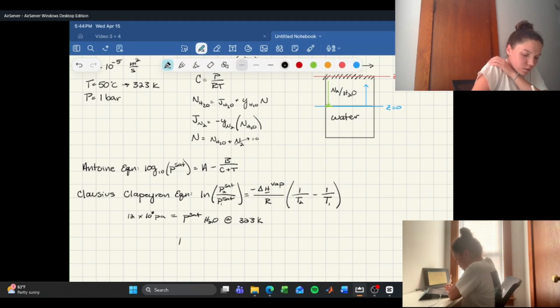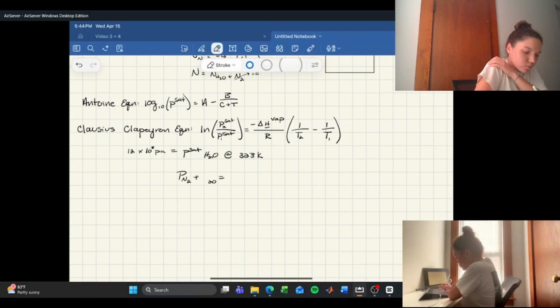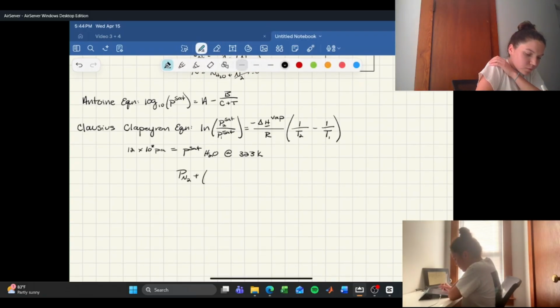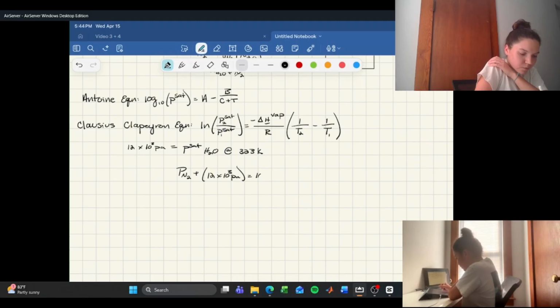Because the pressure of nitrogen plus the pressure of the water is going to be equal to 1 bar up here. So this will be 12 times 10 to the third pascals, and then 1 bar is equal to 10 to the fifth pascals. And so if we subtract this, it's going to be equal to 88 times 10 to the third.